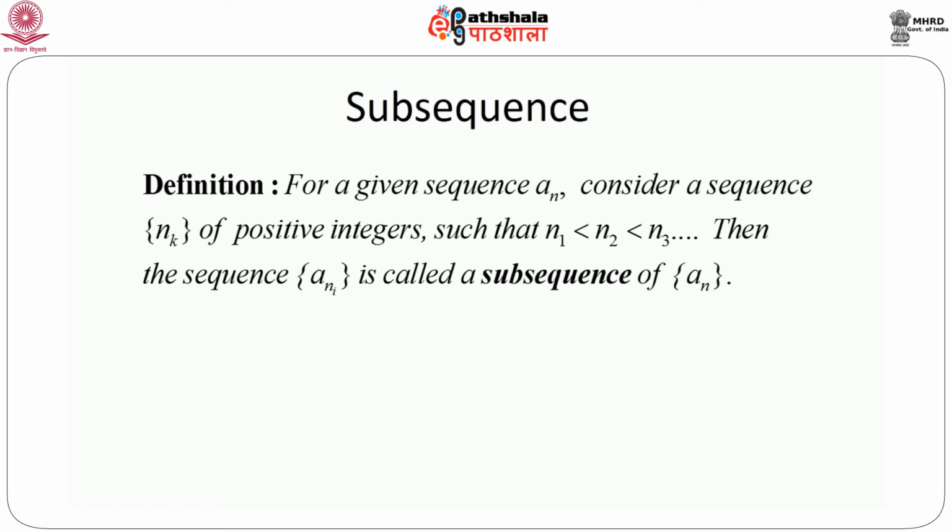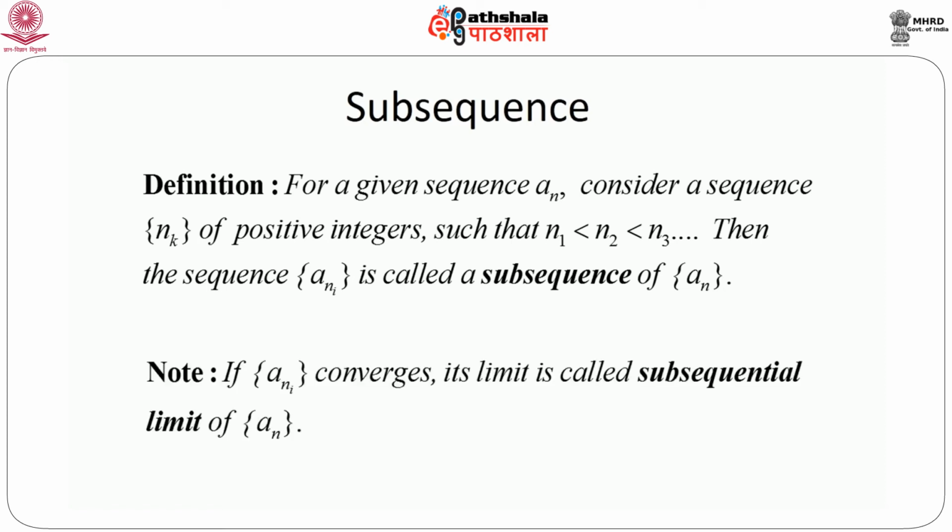Now remember, a_n might be or might not be a sequence of positive integers. It should be a sequence of real numbers. It might be fractions, it might be negative, it might be integers as well. But this n_k must be a sequence of positive integers such that n_1 < n_2 < n_3 and so on. Then the sequence a_{n_i} is called a subsequence of a_n.